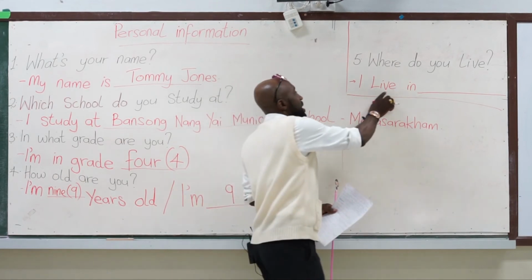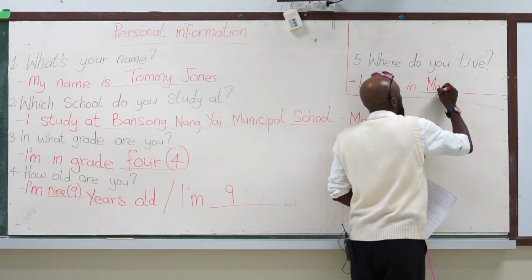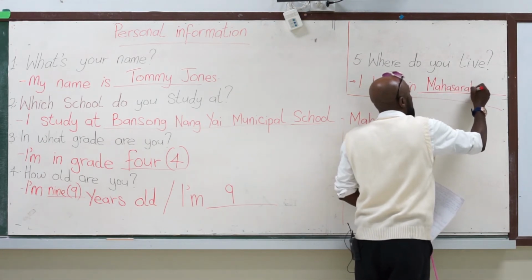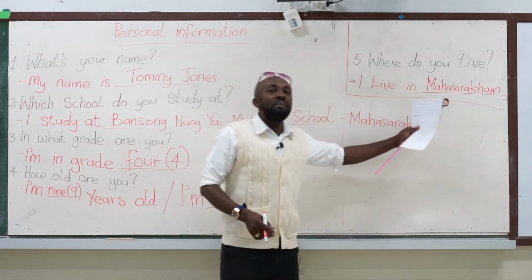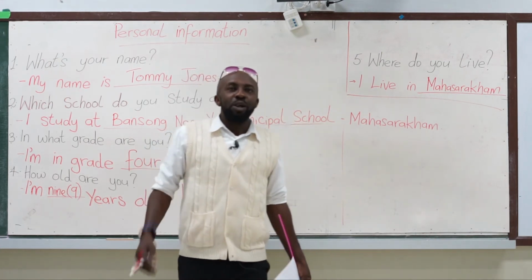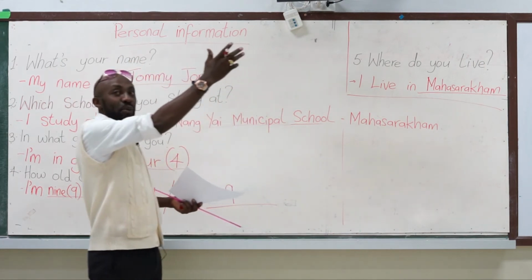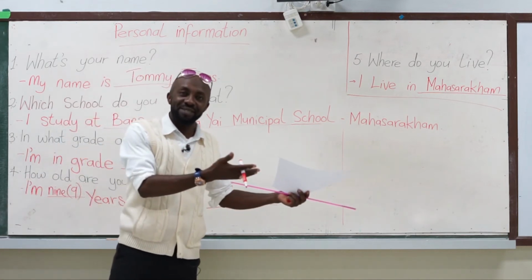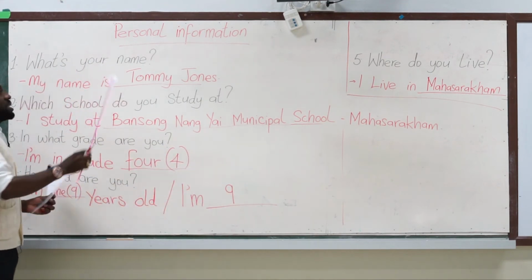So, I live in Mahasarakam. Okay, I live in Mahasarakam. I live in Nonsila. I live in Pontong. I live in Roy Et. Okay, good.